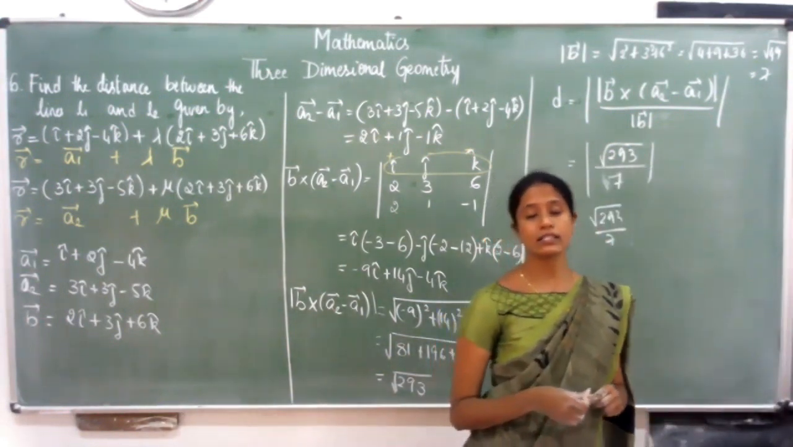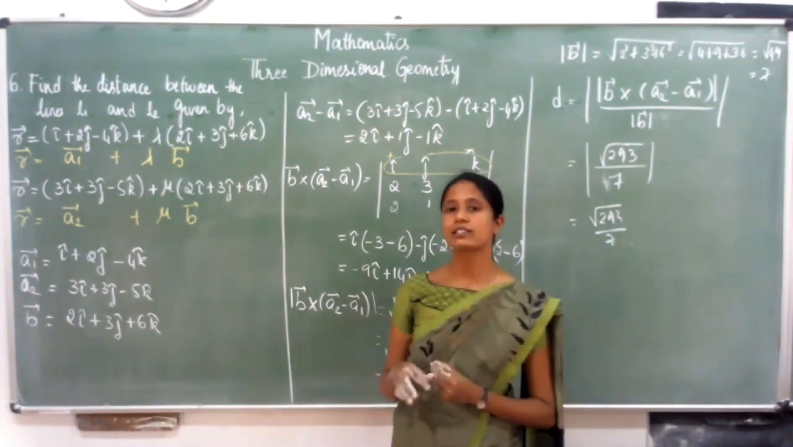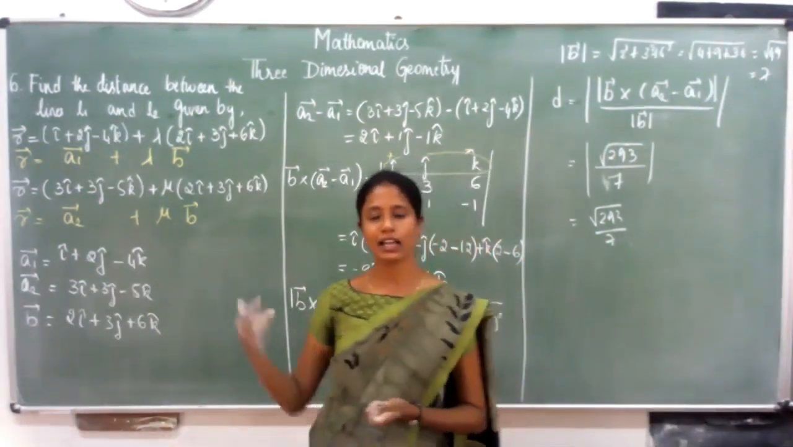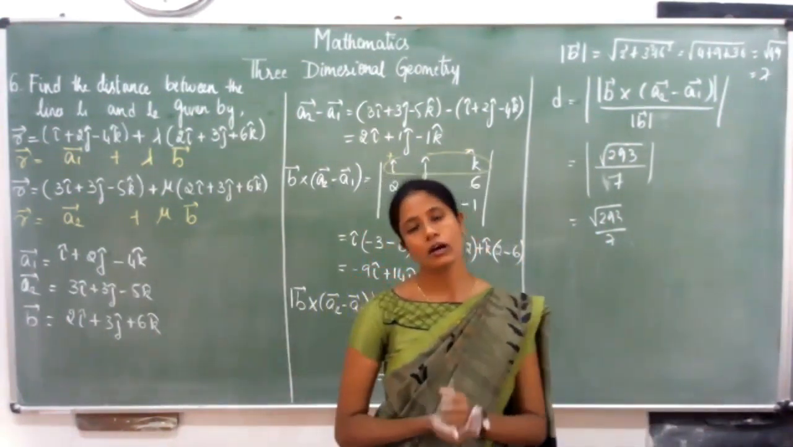So this completes the problem on the shortest distance between two lines, whether the lines are given as skew lines or parallel lines.